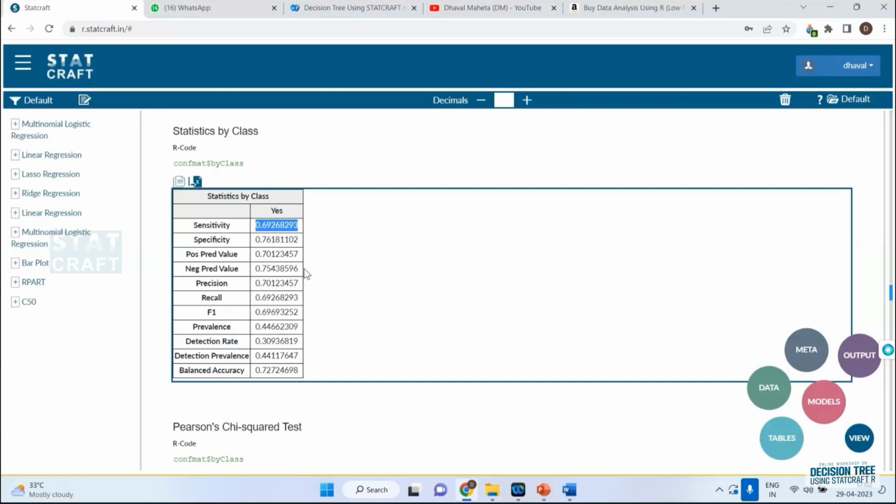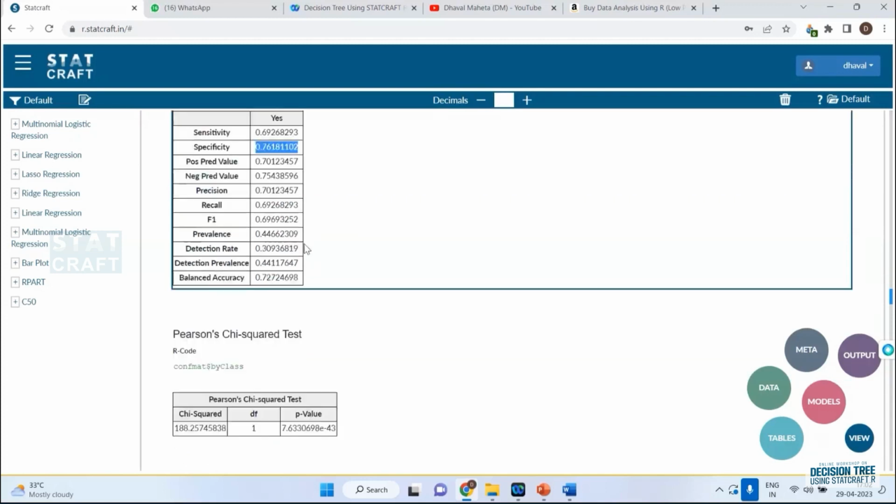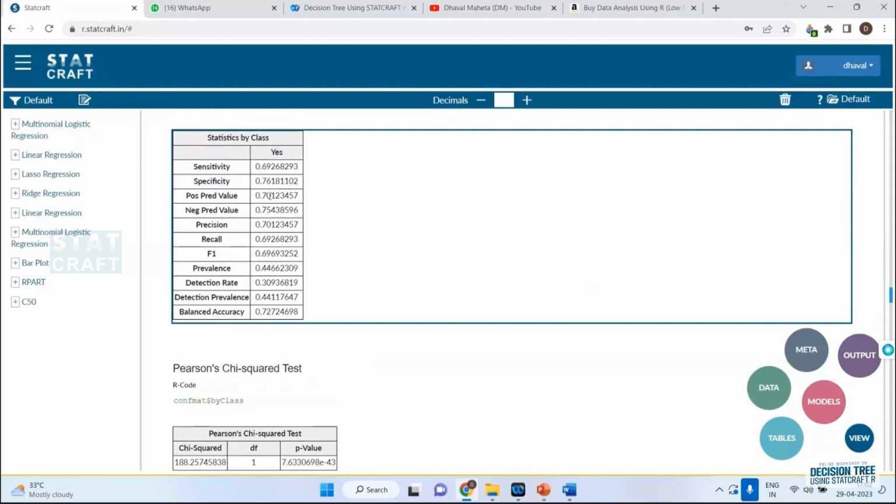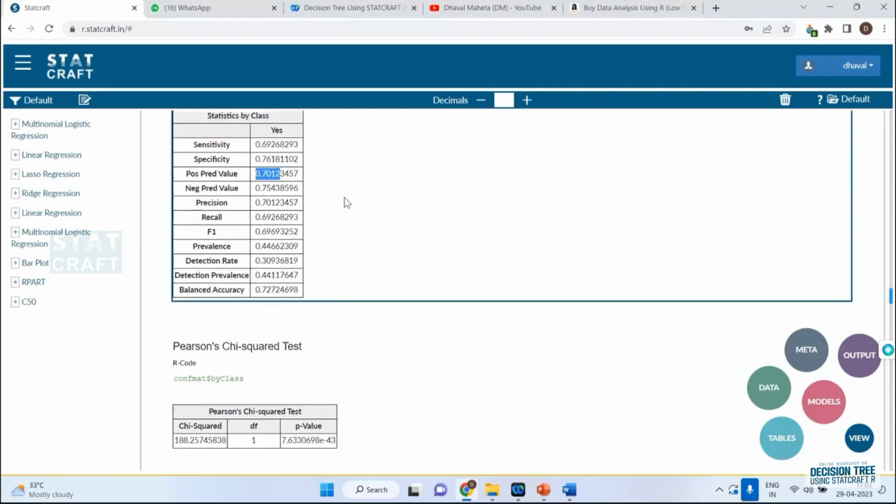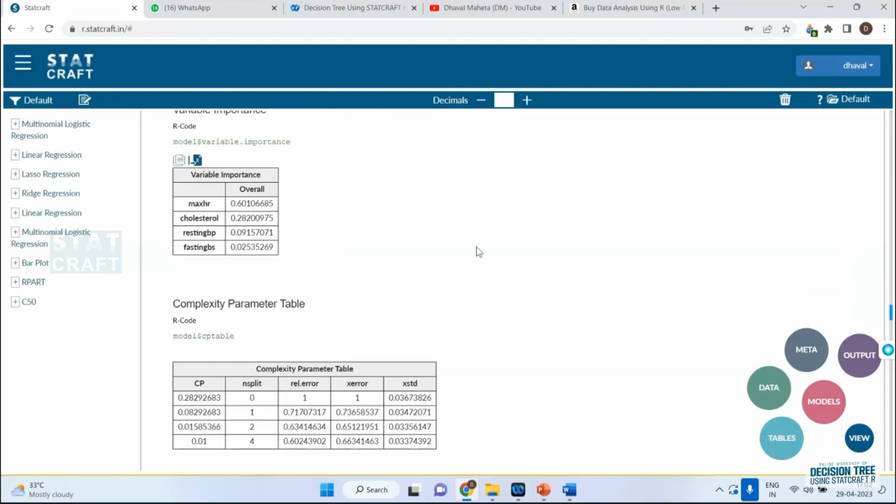It also has a specificity of 0.84, 0.76, indicating that it correctly identifies about 76% of actual negative cases, right? The positive predicted value is 0.70, meaning that when the model predicts a positive case, it is correct 77% of the time, right? Which variable is more important?